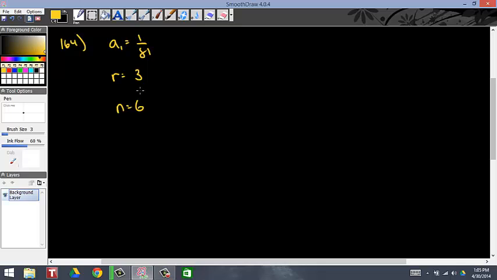Now we're trying to find the sum. So S sub 6. This is where your summation for a finite geometric series comes in. You have a sub 1, which is 1 over 81, times 1 minus r to the n. N in this case is 6, all over 1 minus r. Okay, 3 to the 6th.